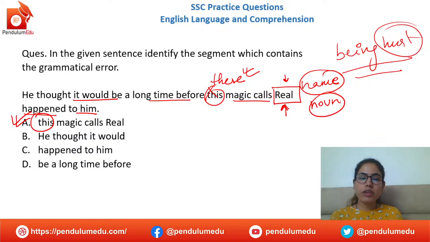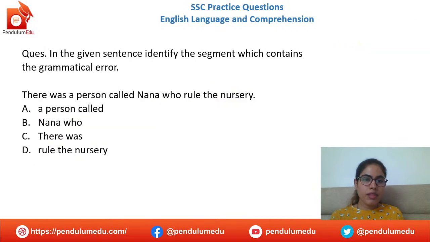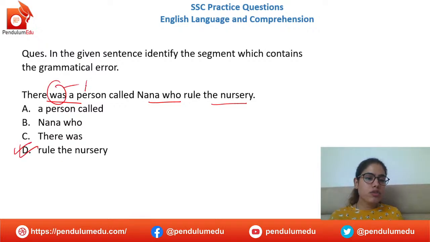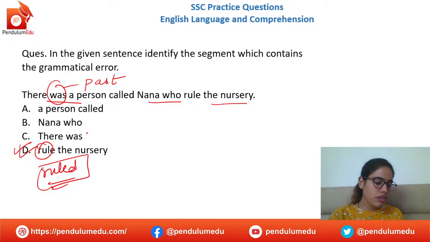All right, we'll be going ahead to the next one. The next one says, there was a person called Nana who ruled the nursery. All right, Tarun. Okay, great. Next one that we've moved on to. Devesh says D. That's right, Devesh, because the sentence is in the past, it will be ruled. That's absolutely correct. Yes, Devesh, very well done.